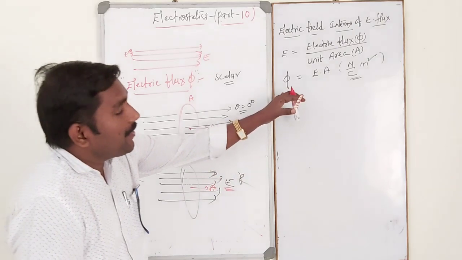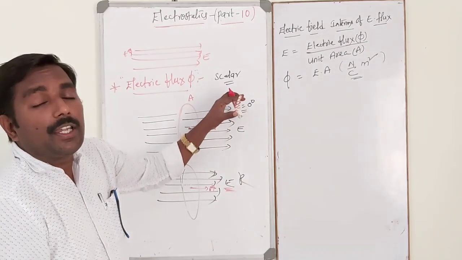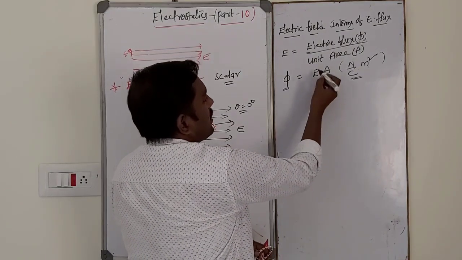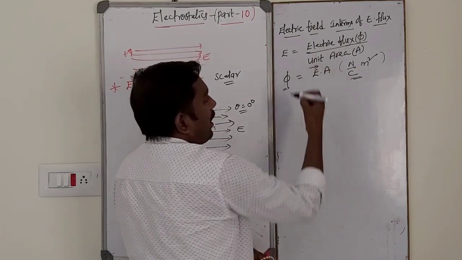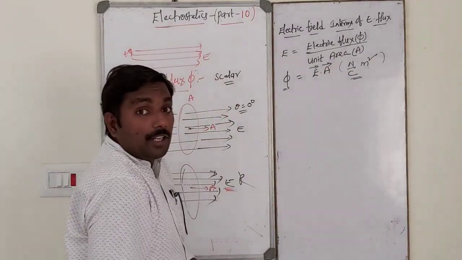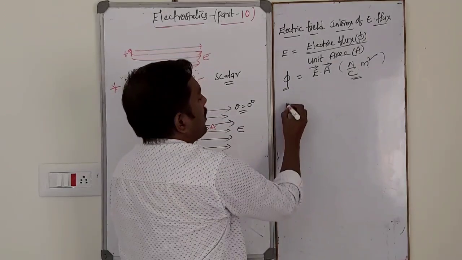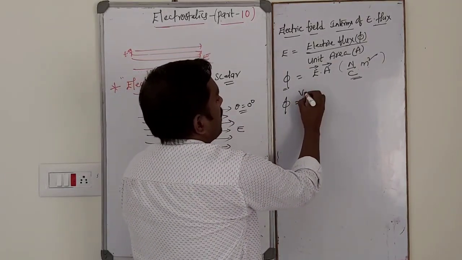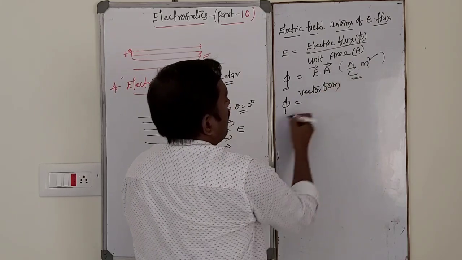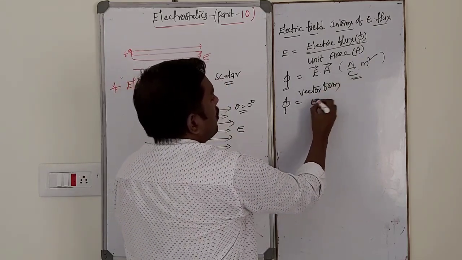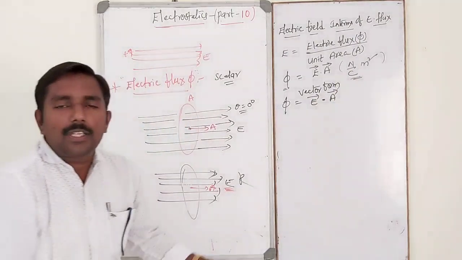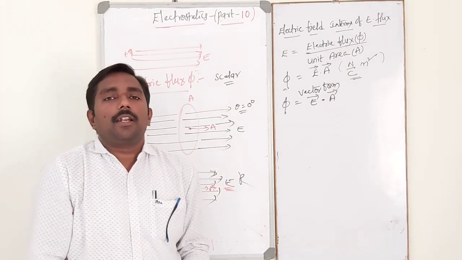Okay. It is which quantity? Scalar quantity. That means the electric field is a vector, area is also a vector, and vector into vector gives a scalar. This is the vector part. So in vector form, phi is equal to vector E dot vector A. It is a dot product.